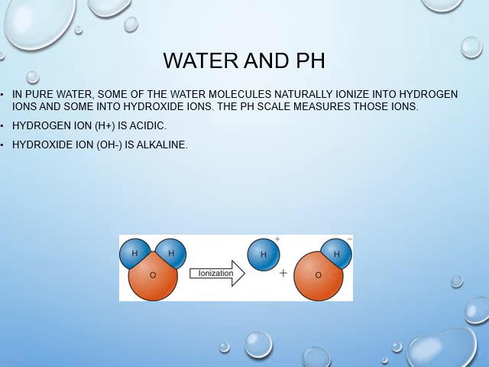Water and pH. In pure water, some of the water molecules naturally ionize into hydrogen ions and some into hydroxide ions. The pH scale measures those ions. The hydrogen ion, H+, is acidic. The hydroxide ion, OH-, is alkaline.